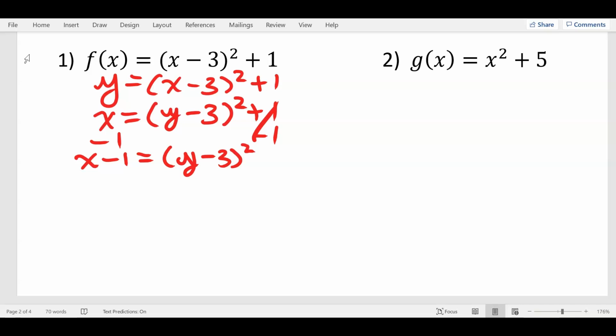Now, next one. Do I get rid of that minus 3 or the squared or what? I can't get into the parentheses unless I get rid of that square. So the opposite of square is what? Square root. Okay. Square root both sides. So the square root of x minus 1 and the square root of this side. Now the square and the square root cancel out. I like to scratch them out to show that I know what's going on here.